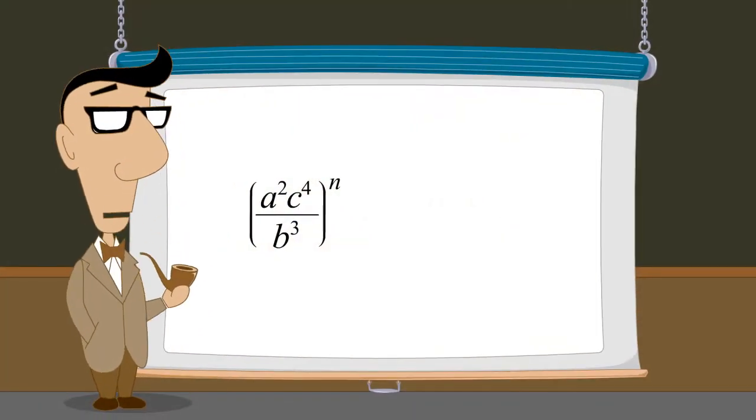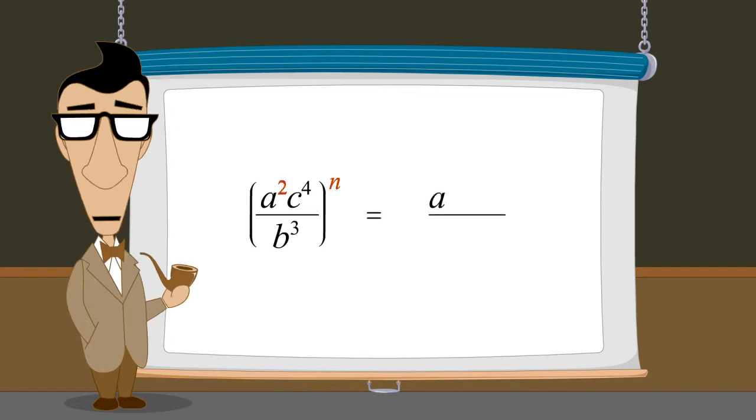So when raising any product or quotient of terms to a power, the exponent of each term in the expression is multiplied by the power to which the entire expression is raised.